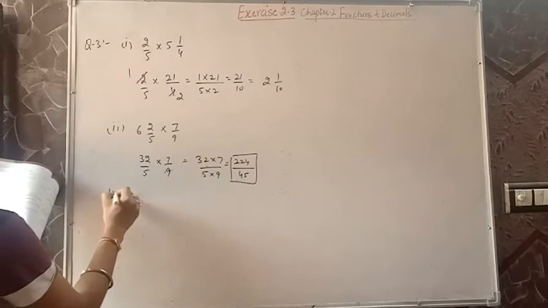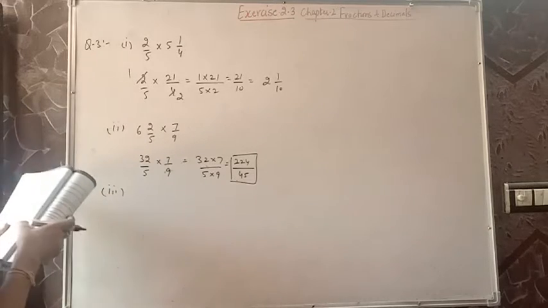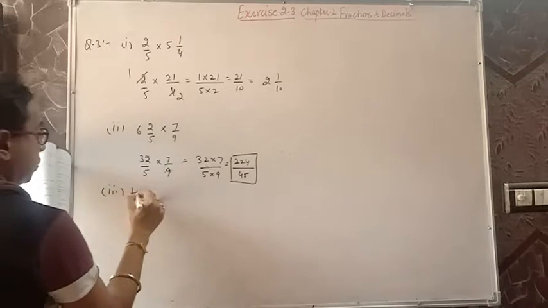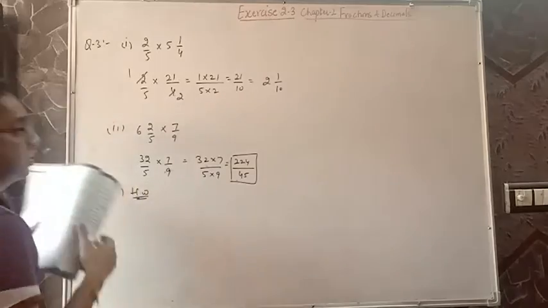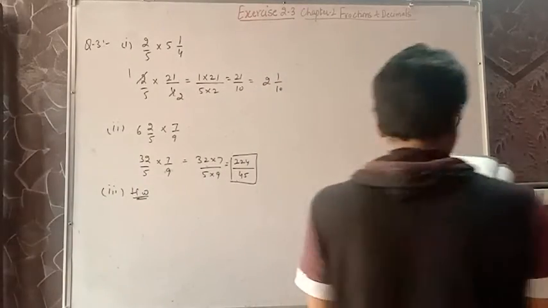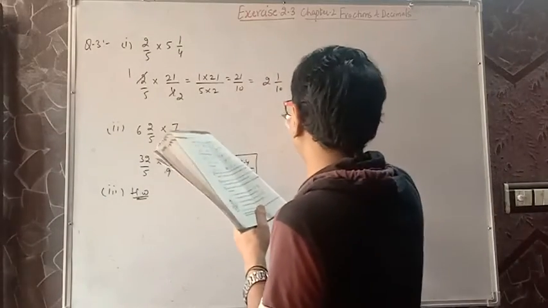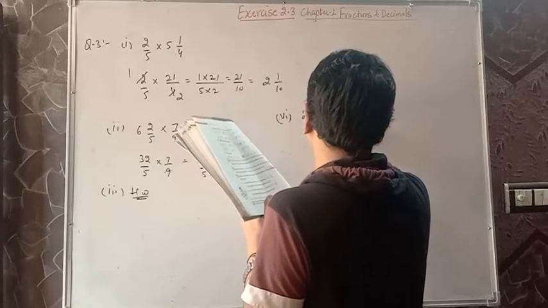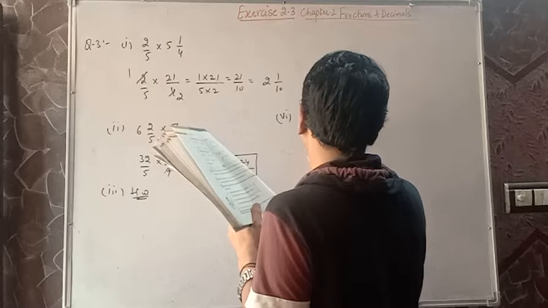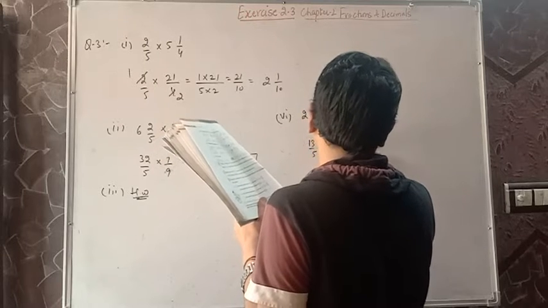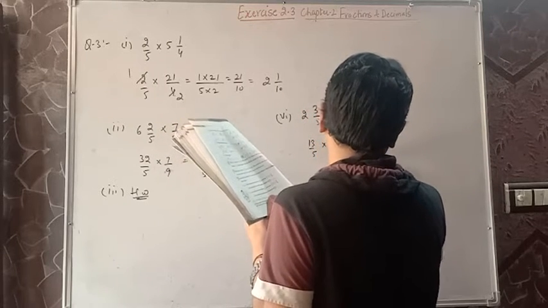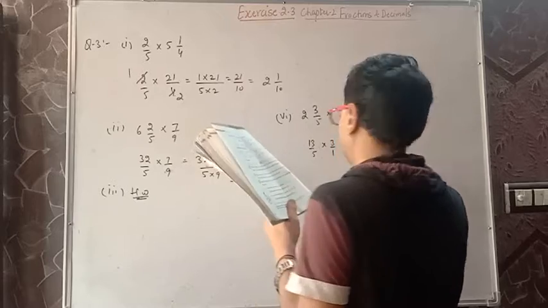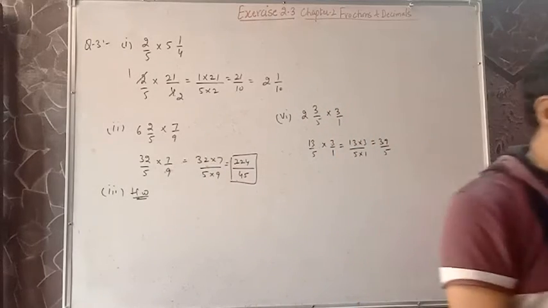Third part, you can try the rest of the questions. Homework, rest of the questions you can try, they are exactly the same. If in any question you feel a doubt, let me do the 6th part for you. Maybe you feel a doubt. 13 into 3, 5 into 1, 39 upon 5. Clear? Can we do the rest of the parts?